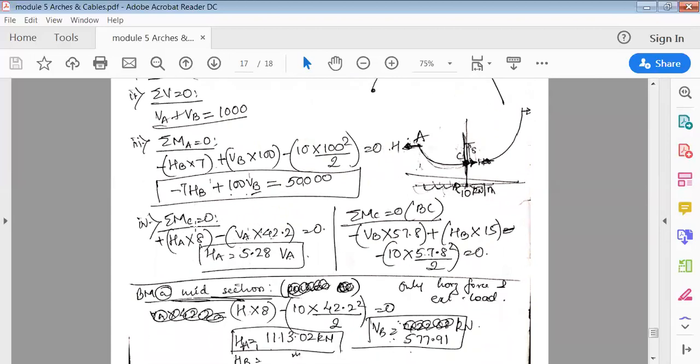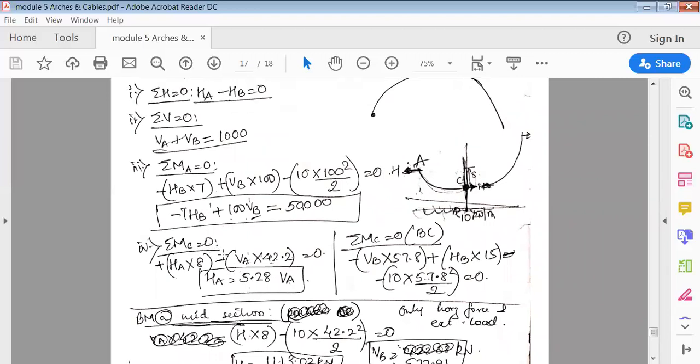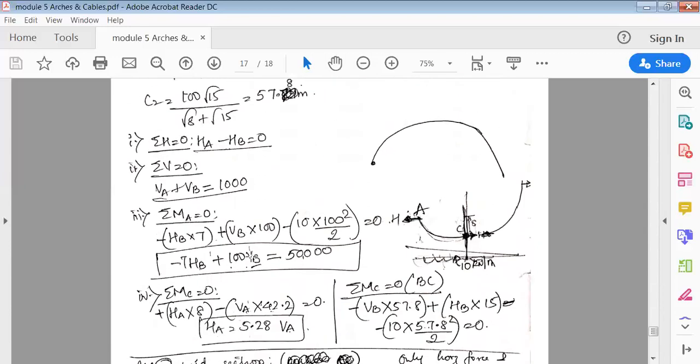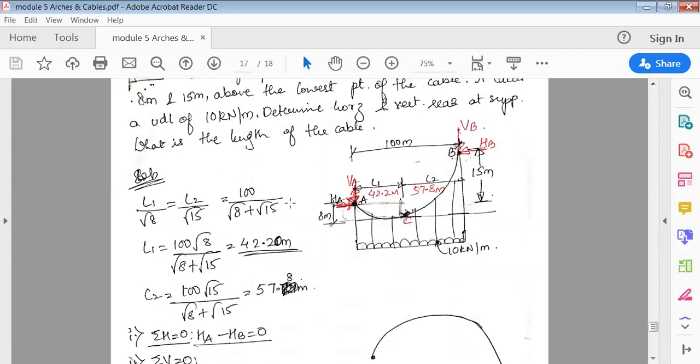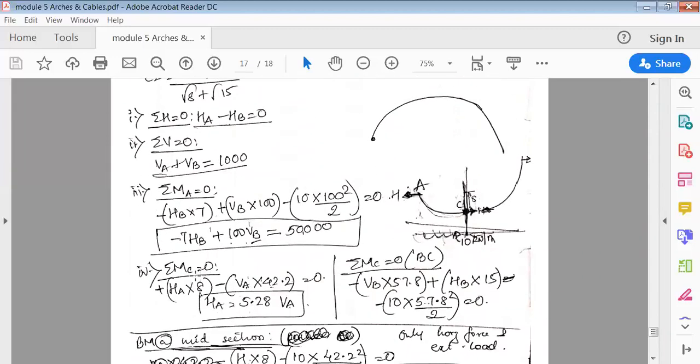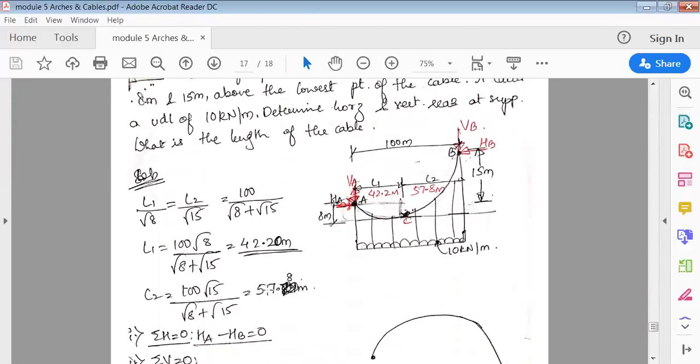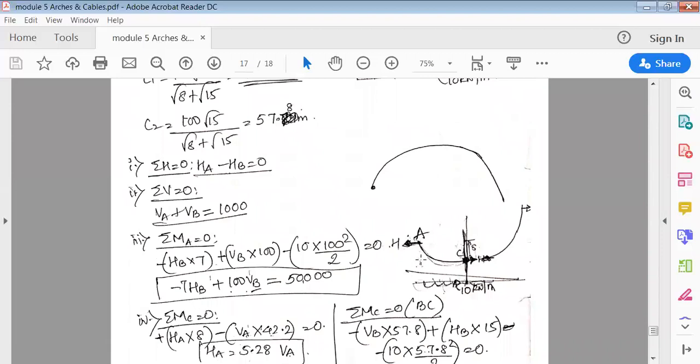Then we find the moment about C. Here I'll consider only the left portion, left side only. HA and VA, only I'll take these two, because I want to express one in terms of the other. You can see in this diagram, I'll take only between A and C. As of now, I'm not considering the external loads. I'll cut the section here at C, only left side forces.